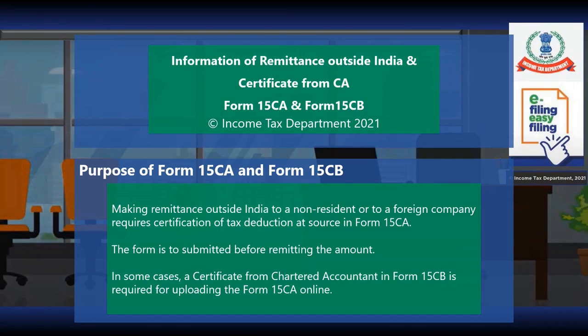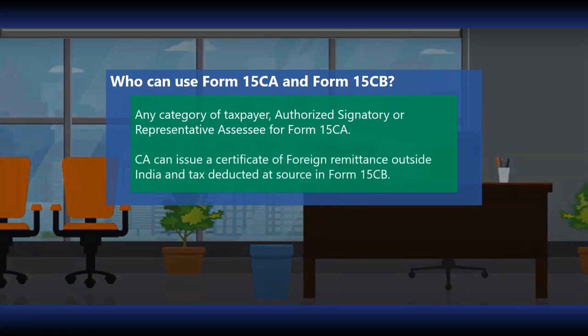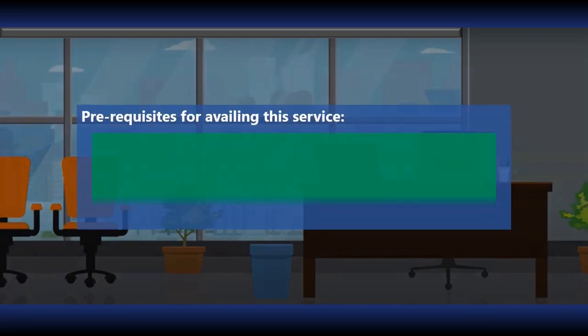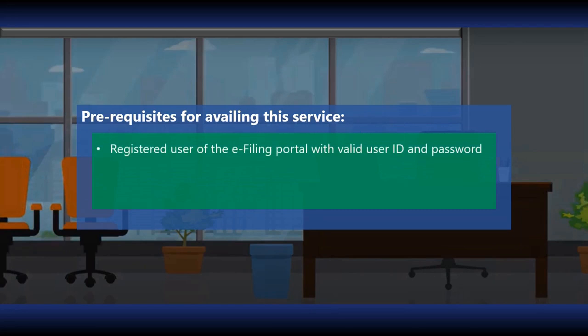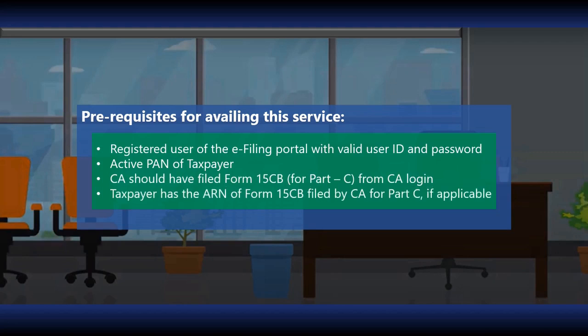online. Form 15CA can be filed by any category of taxpayer, authorized signatory or representative assessee. CA can issue a certificate of foreign remittance outside India and tax deducted at source in Form 15CB. In order to file Form 15CA, the taxpayer is required to be a registered user of the e-filing portal with valid user ID and password and should have an active PAN. In order to file Form 15CB, the Chartered Accountant is required to log in through the CA login and the taxpayer is required to have the ARN of Form 15CB, which is filed by Chartered Accountant, in order to file Part C of Form 15CA if applicable.